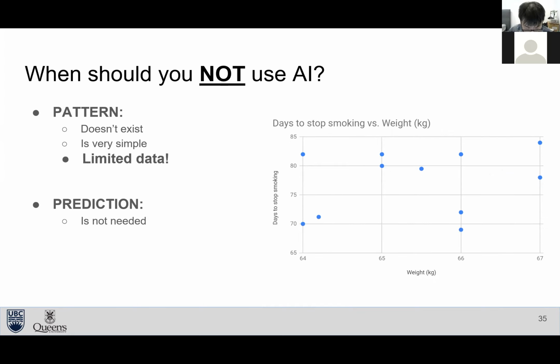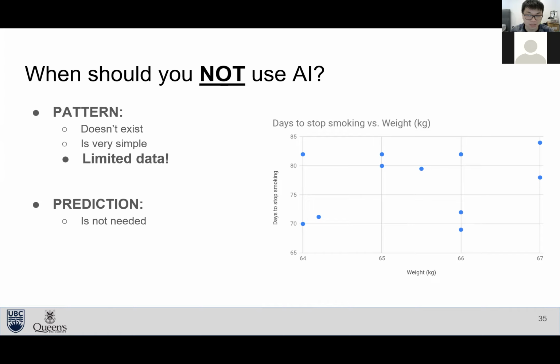So a big problem in AI is that a lot of people try to use AI with very limited data. Because these relationships are so complex, we need really good statistical power to sniff them out. So we need a lot of data in AI. The question is, how much data do we need? It's still a matter of debate.